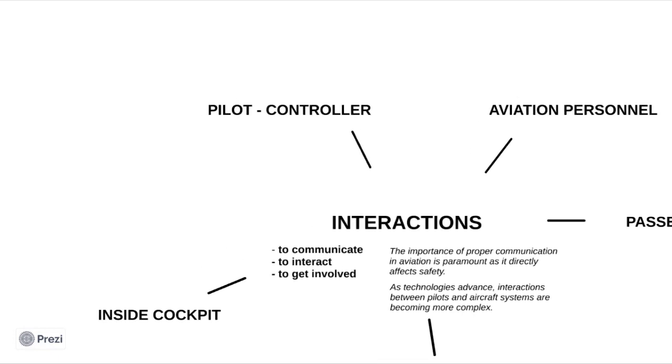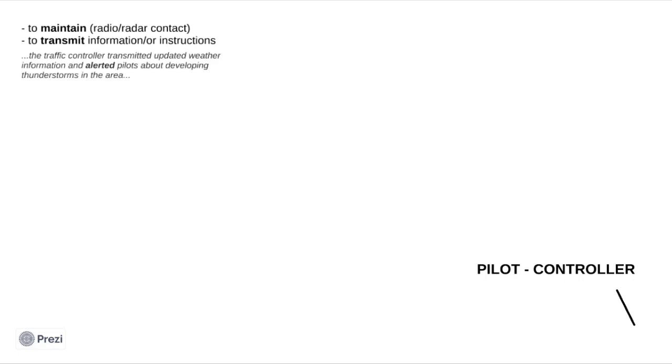Okay, number 1, communications between pilot and traffic controller. Obviously, it's about maintaining the radio or radar contact in general and transmitting information or instructions in particular. For example, the traffic controller transmitted updated weather information and alerted pilots about developing thunderstorms in the area.